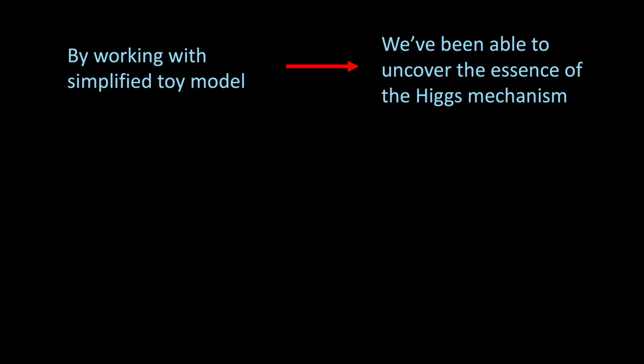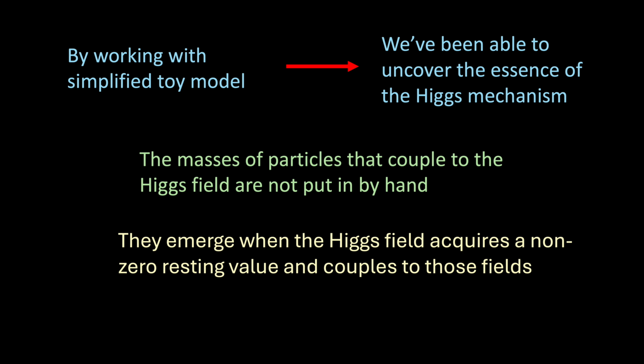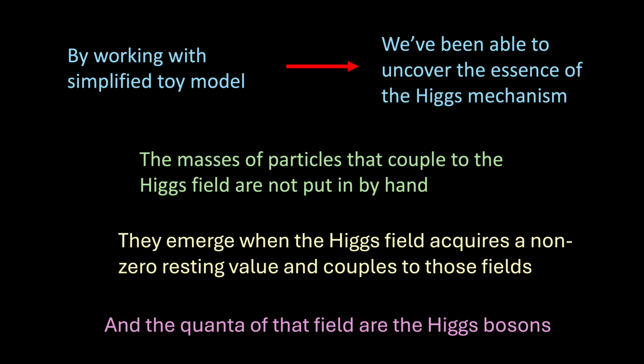But by working with this simplified toy model, we've been able to uncover the essence of the Higgs mechanism, the idea that the masses of the elementary particles that couple to the Higgs field are not put in by hand. They emerge when the Higgs field acquires a non-zero resting value and couples to those fields. And the quanta of that field are the Higgs bosons, the very particles discovered at the LHC in 2012.